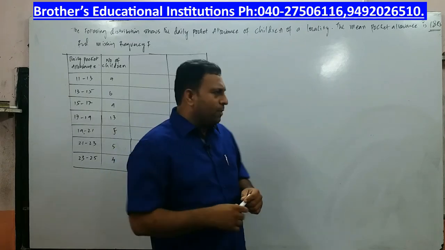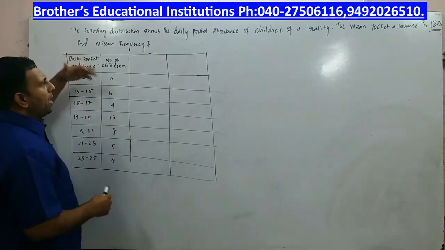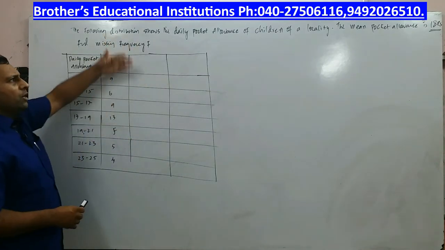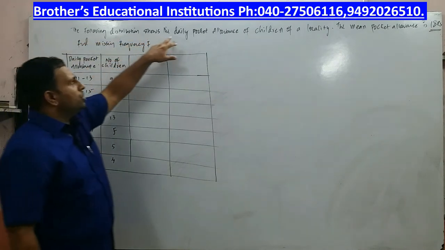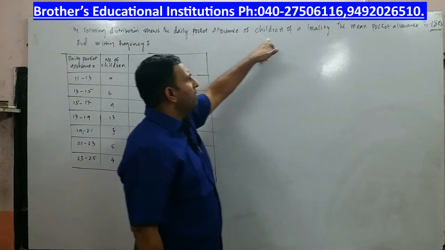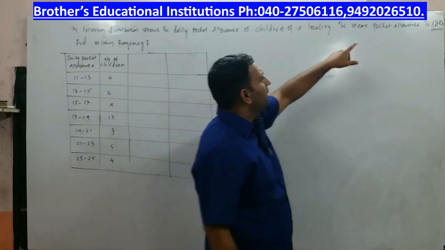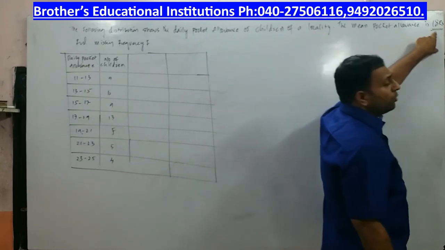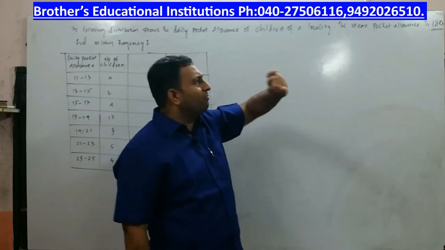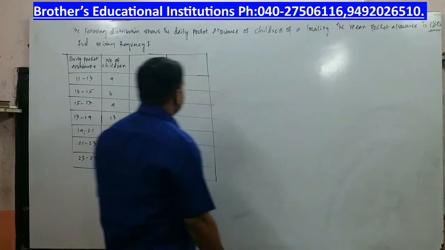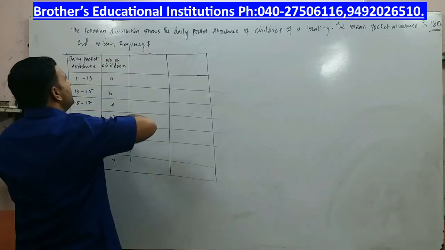So I have written the problem in front of you, and I'll read it to you. You may pause the video and copy this question, and parallelly you can do it with me. The following distribution shows the daily pocket allowance of children of a locality. The mean pocket allowance is rupees 18. Means in this problem you are already given the value of mean, that is 18 rupees. Find the missing frequency f.